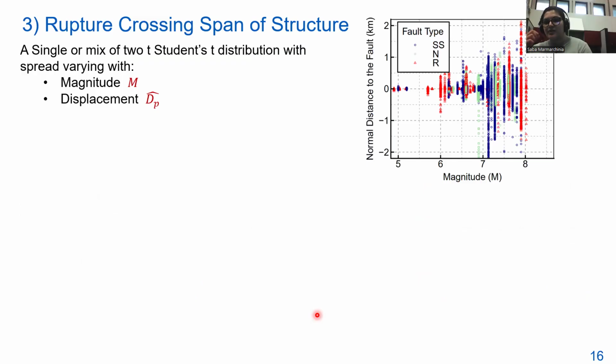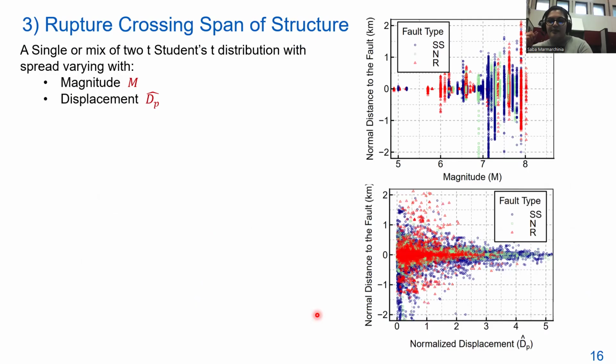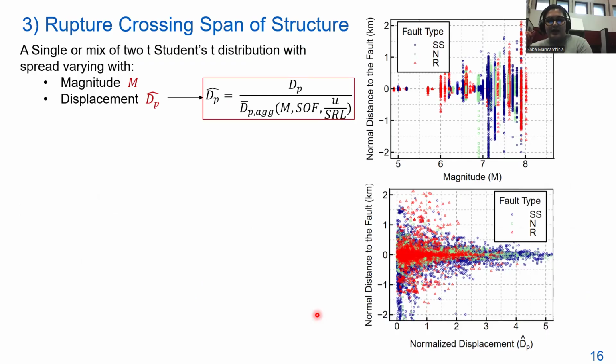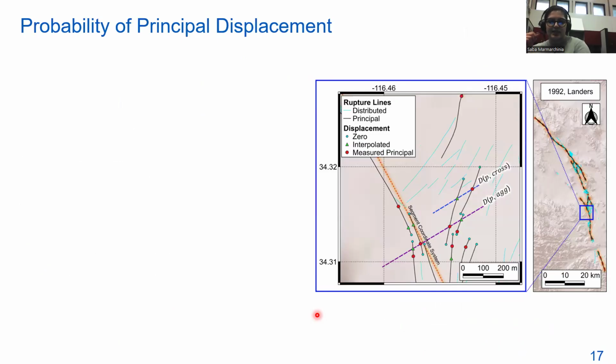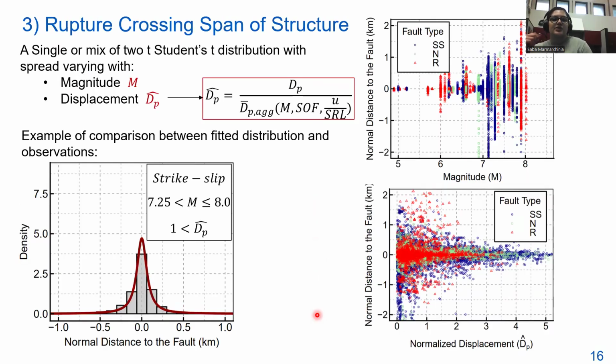With increase in the magnitude, displacement can happen at these distances further from the fault, but the larger displacement happens closer to the fault. And in order to remove the effect of magnitude in the amplitude of the displacement, we normalize them by the average aggregate principal displacement. And this figure shows an example of how well our distribution fits the data for strike-slip faults with magnitude above 7.25 and normalized displacement above 1.